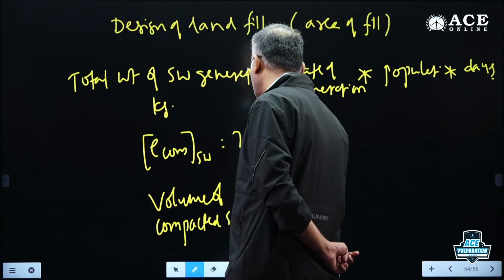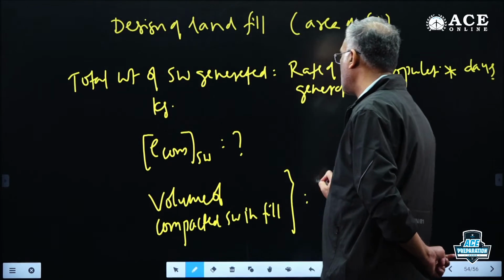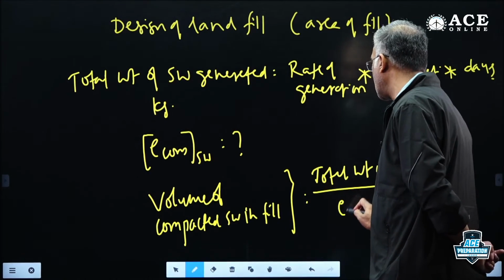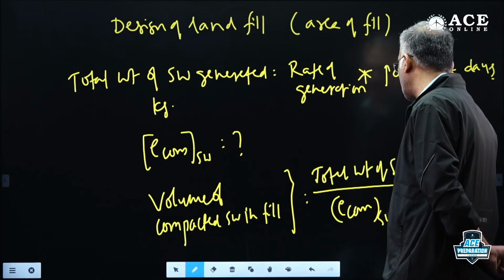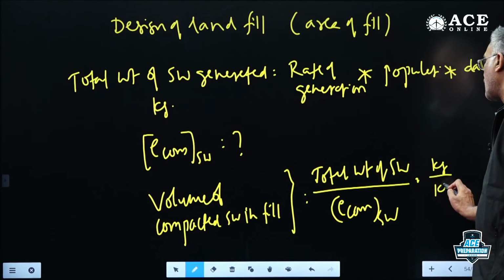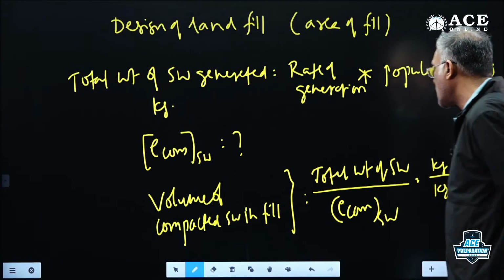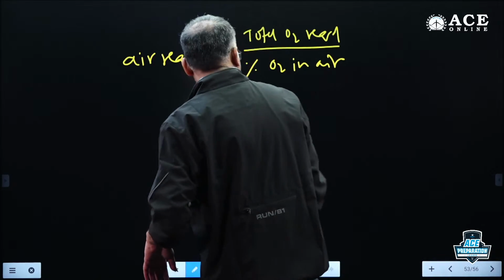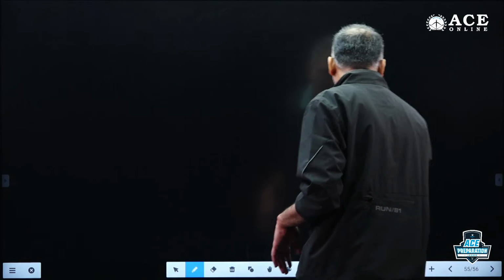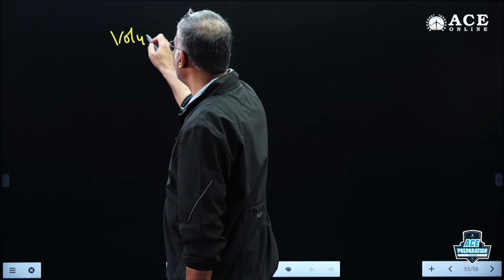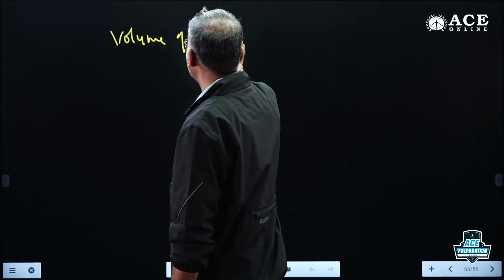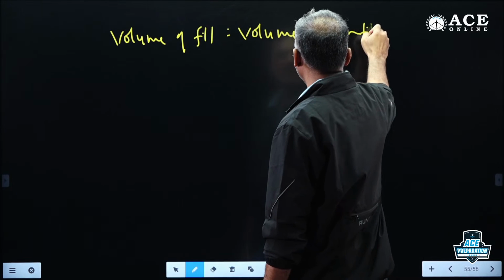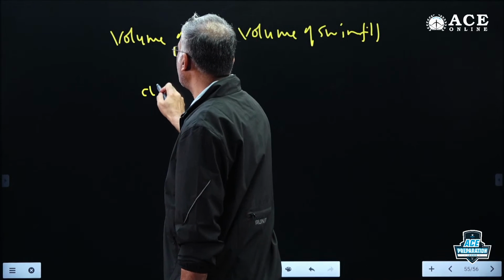The volume of compacted solid waste in the fill is equal to the total weight of solid waste generated divided by the density of compacted solid waste. See the units: this is in kilograms, this is kilogram per meter cube. Therefore, you will get the volume of solid waste. If the fill is completely packed with solid waste, the volume of fill is equal to the volume of solid waste in the fill. Already got this.